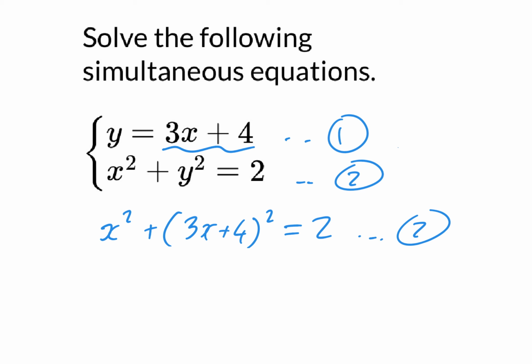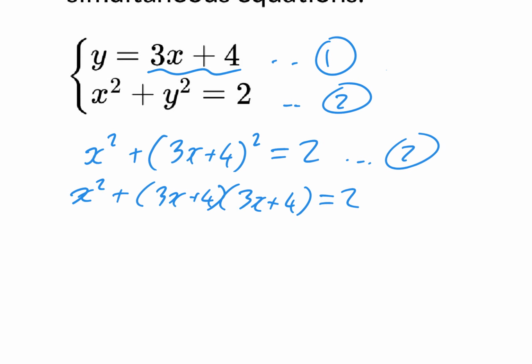Now, take care doing this. This is something people mess up time and time again. So I would advise you just to take an extra step, and just to do x squared plus 3x plus 4 times 3x plus 4. Write it out the long way to guarantee getting it correct. So this is just x squared. This is still just 2 over here.